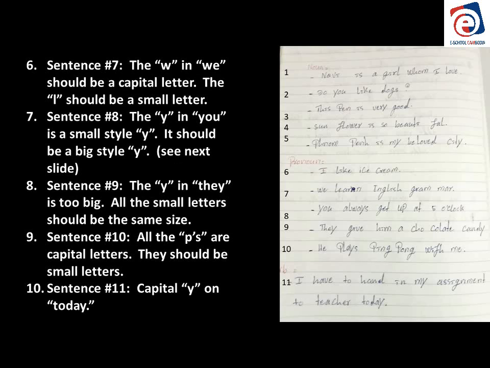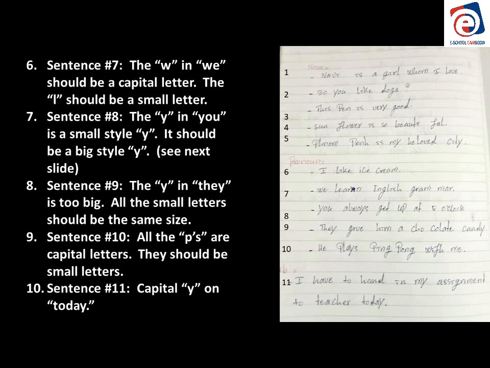If you look at sentence number 7, "we learn English grammar." First of all, grammar is one word, so there is no space between the two M's. And the W, the first letter of the sentence, must be a capital W, and it's not.